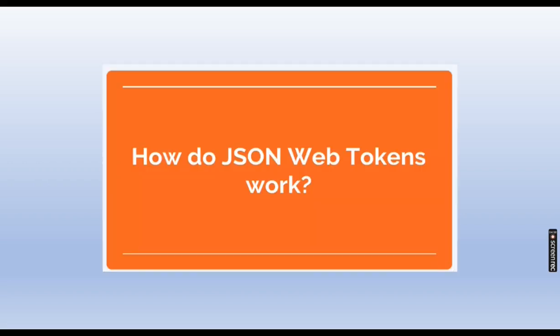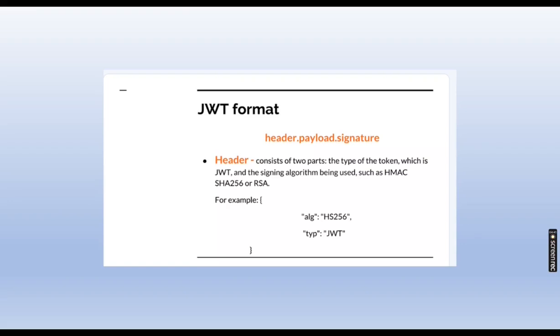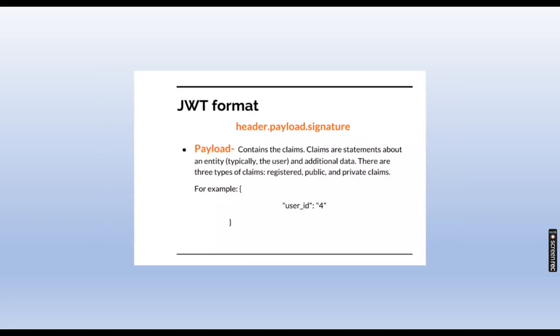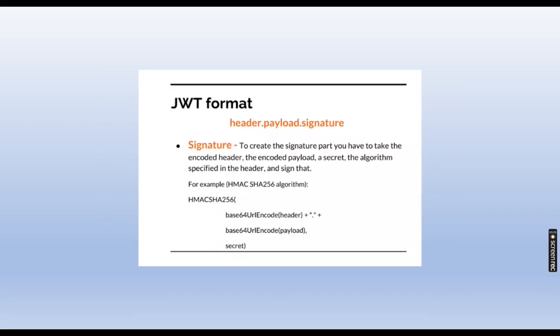And how do JSON Web Tokens work? There is some kind of format. There are three sections: one is the header, the payload and the signature. The signature also needs to be validated. So three kinds of parts basically: header, payload and signature.